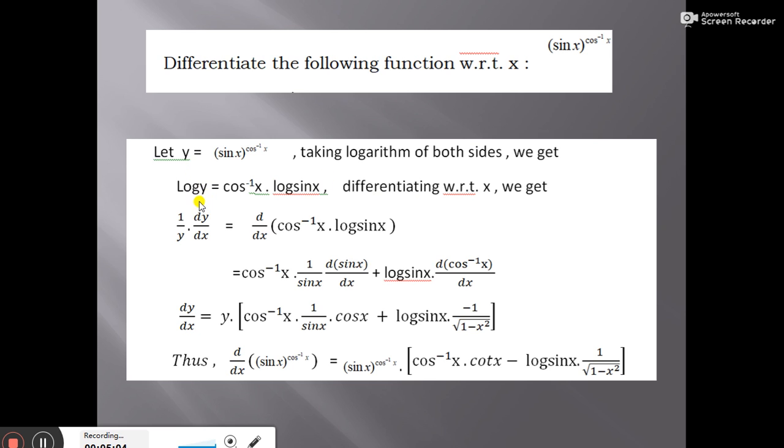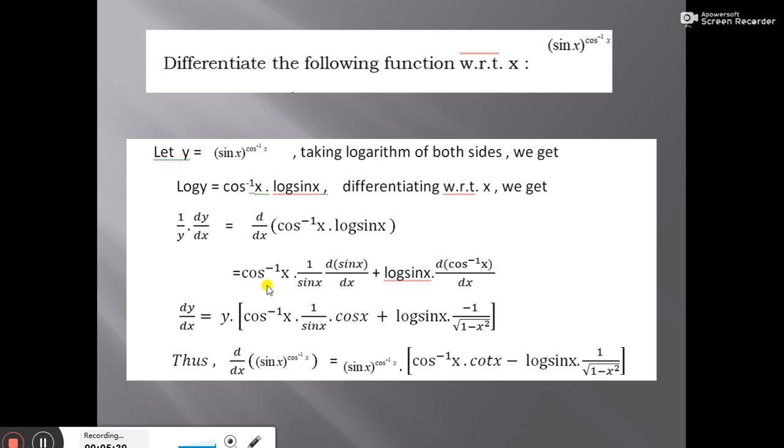Then we have (1/y) dy/dx equals, applying the product rule, first as it is, that means cos inverse x as it is, into the derivative of log sin x, which is 1 by sin x into the derivative of sin x, plus second as it is, that means log of sin x into the derivative of cos inverse x.